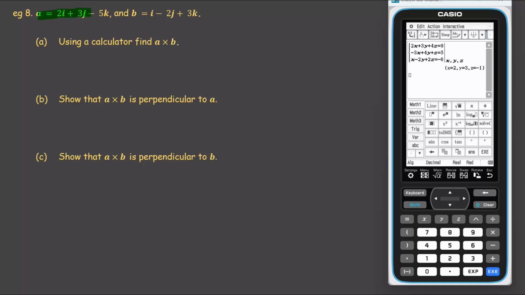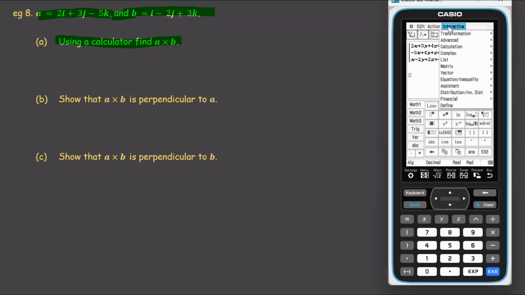A is equal to 2i plus 3j minus 5k, and B is equal to i minus 2j plus 3k. Using a calculator, find A cross B. So we can do the cross product on the calculator here.